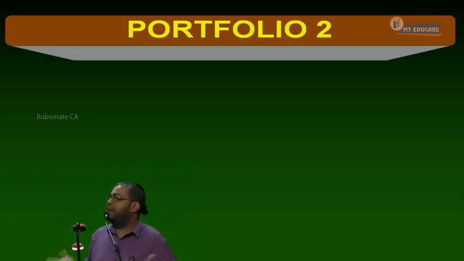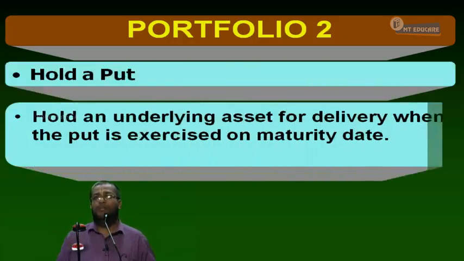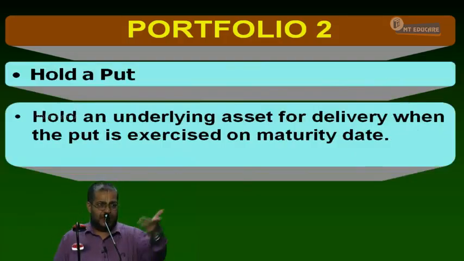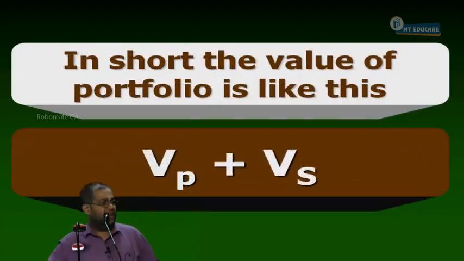In that case, the natural portfolio for a put option holder is holding a put, and also holding a share which can be delivered if the put is exercised. So this is the portfolio of the put option. Hold a put, hold an underlying asset for delivery when the put is exercised on the maturity date. Accepting it or not? Now, how many assets am I holding here? Two assets. One is a put option, another is a share. The value of the put option is VP. The value of the share is VS, the spot price of the share. So the second portfolio value today is VP plus VS.